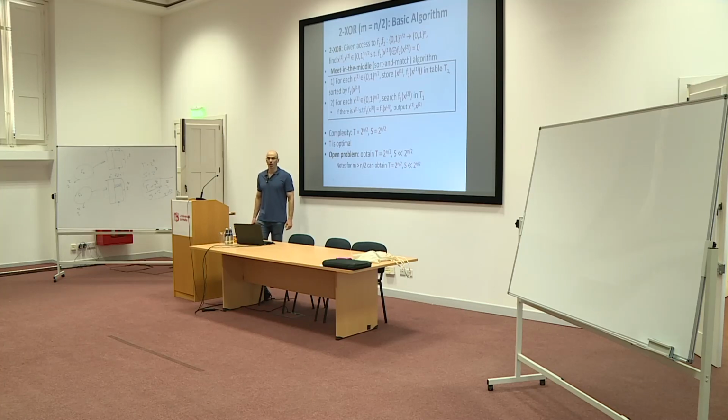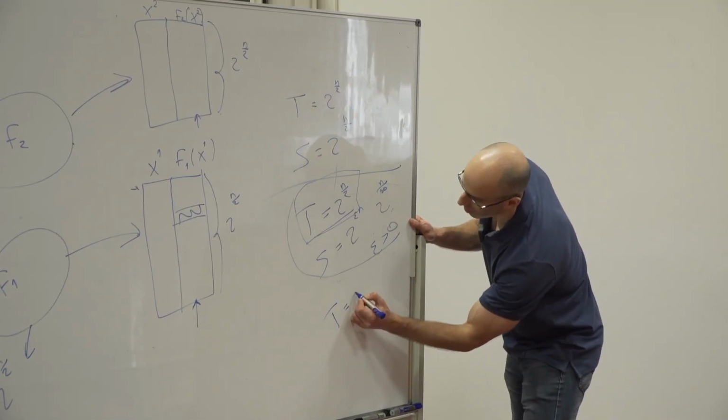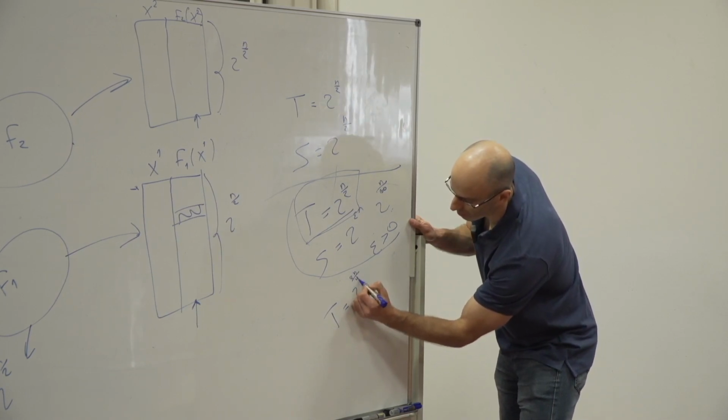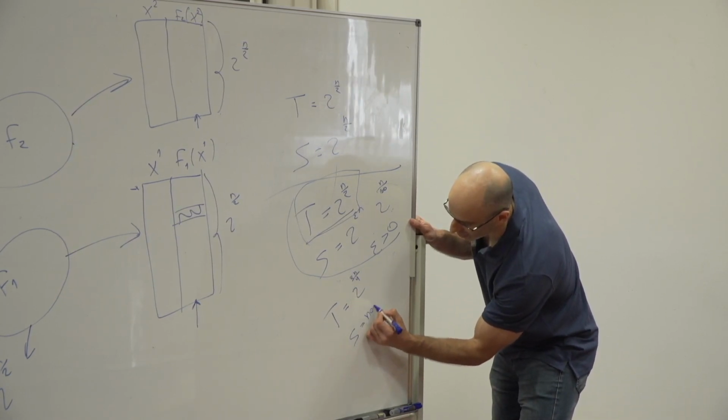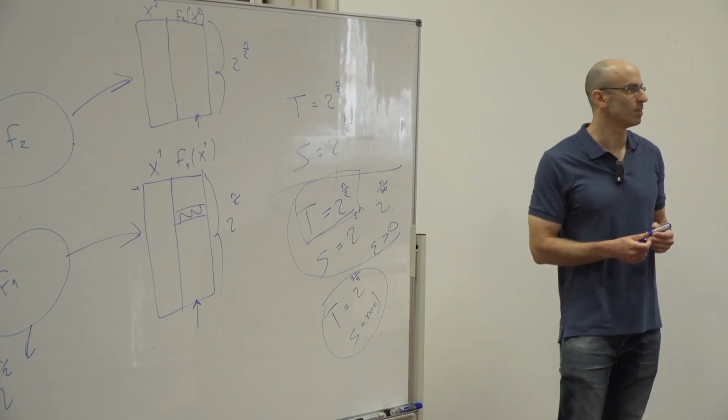No, it's not true, actually. For example, using cycle finding techniques, you can do t equals 2^(3n/4), and s negligible. This you can do with cycle finding techniques. So there's a non-trivial trade-off.